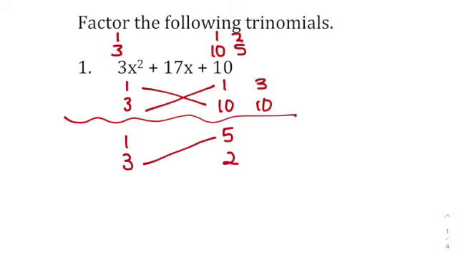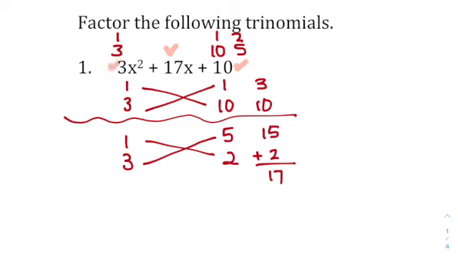So 3 times 5 gives you 15. 1 times 2 gives you 2. And when you add them together, that will give you 17. So therefore, the 17 right in the middle, positive, check. And 5 times 2 equals positive 10, check. 1 times 3 is positive 3, check. Therefore, you got your combination.